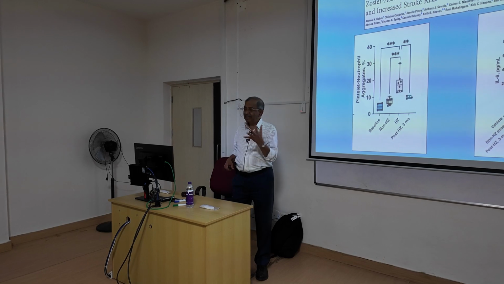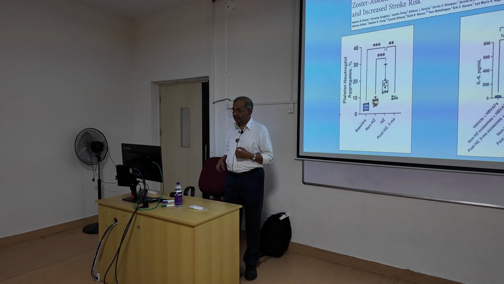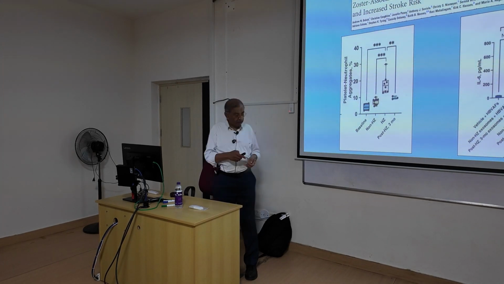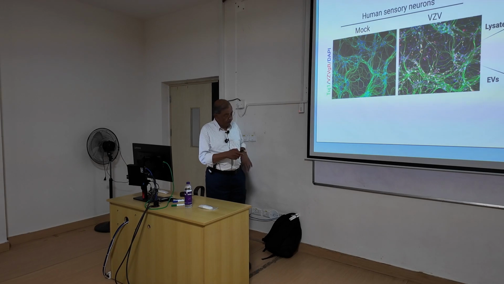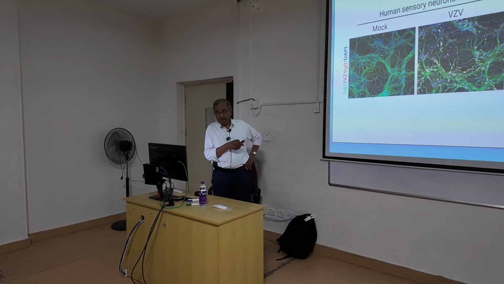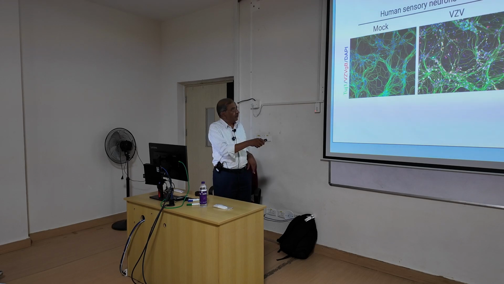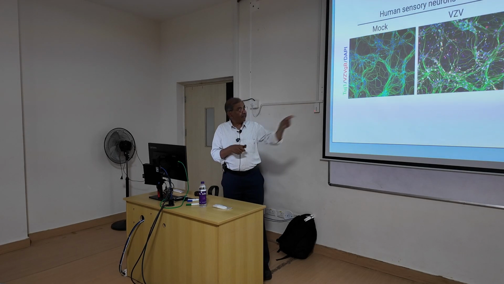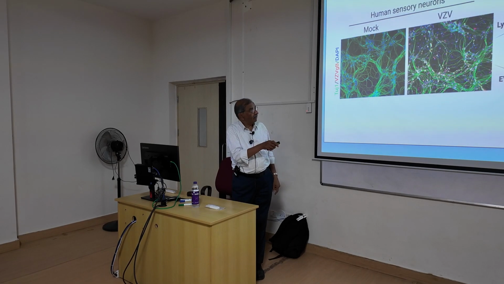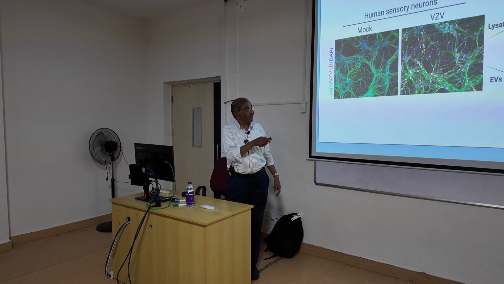Now the question is, what is inside these exosomes? So he took neuronal cells, sensory neurons, that's where the virus is. This is uninfected. This is infected. As you can see, these are the virus particles in a neuron culture. He took the whole infected cell culture, put everything on a target cell, and you can see the virus replicating.